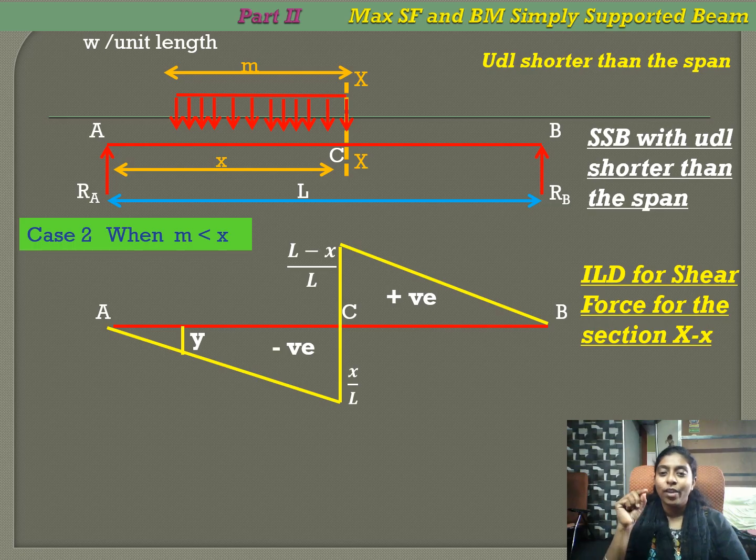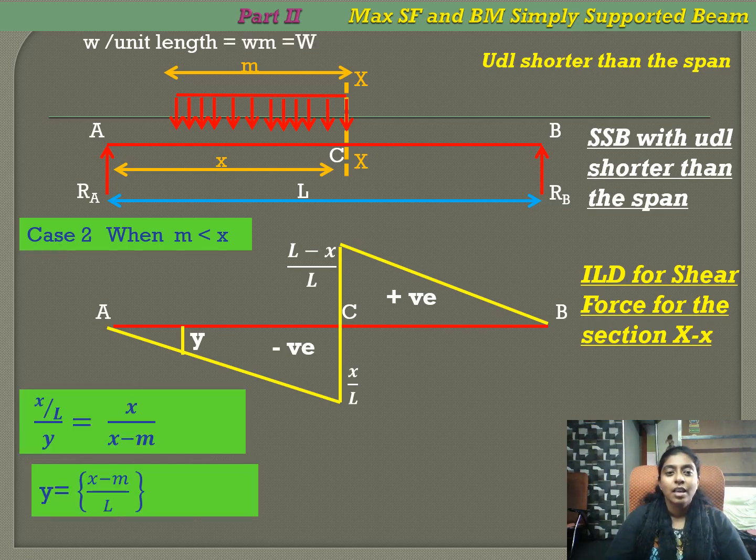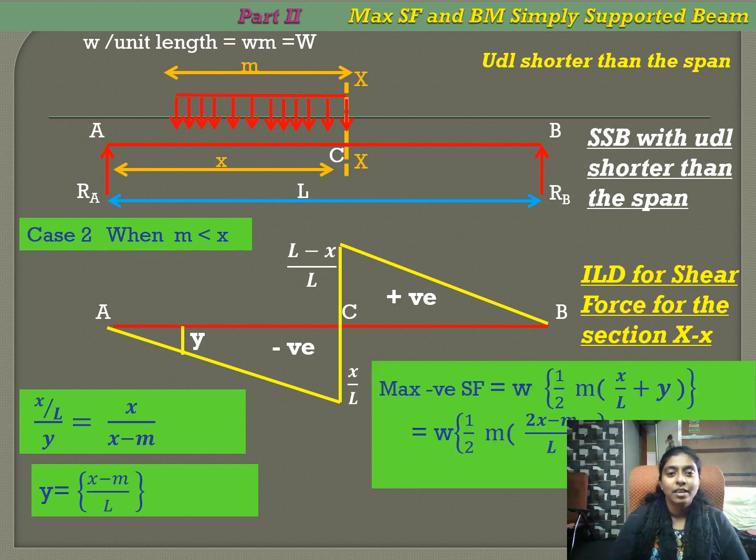Now, when M is less than X, the head of the load will be at C and the tail of the load will lie somewhere between A and C. And we need to find this ordinate in the influence line diagram. We take it as Y. Now we find Y by using similar triangle principles. So the maximum negative shear force is load multiplied by the area under the load in the influence line diagram.